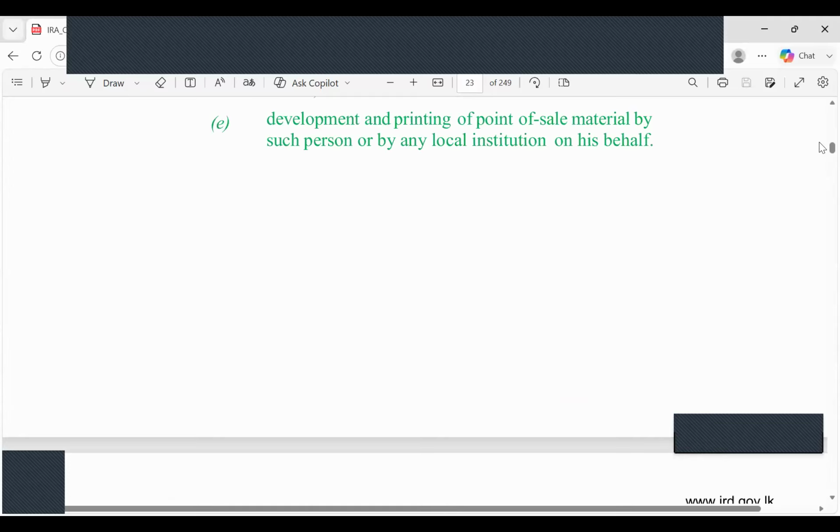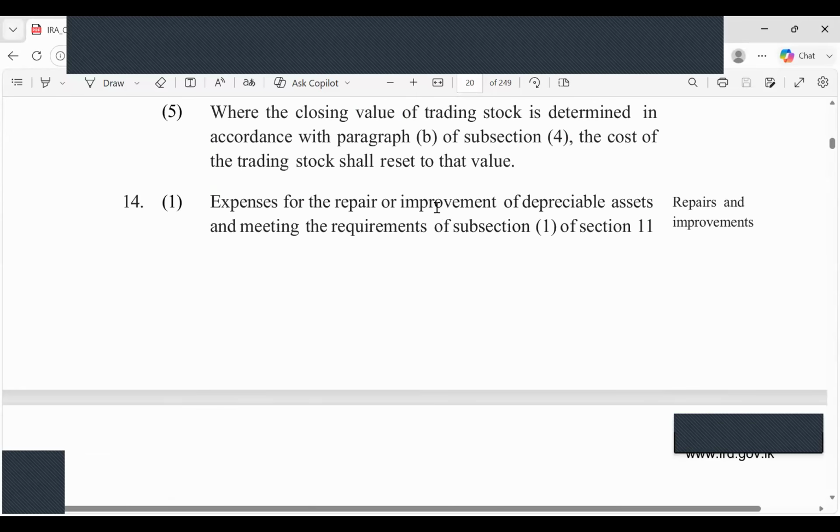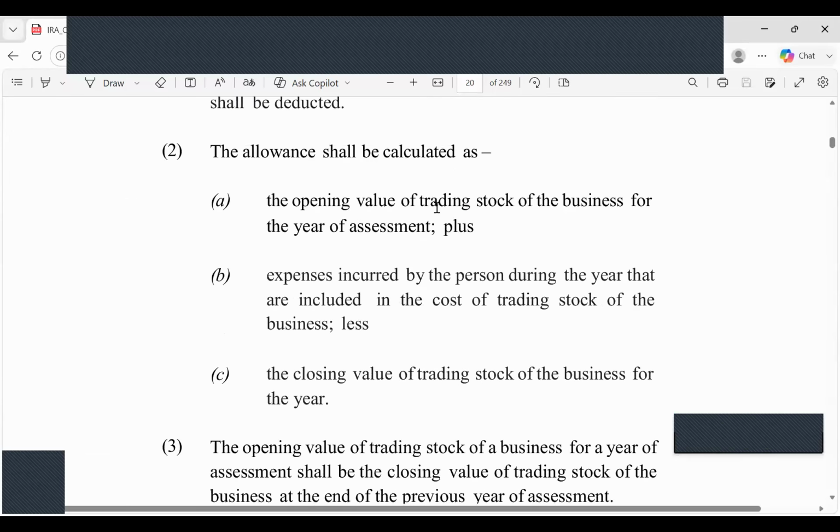So now we can move to the Consolidated Act. Then it will be much easier for you to identify the way it has been mentioned in the Act. So now I think you can see the Act. This is the Consolidated Act. In the Consolidated Act, you can see these special deduction rules.